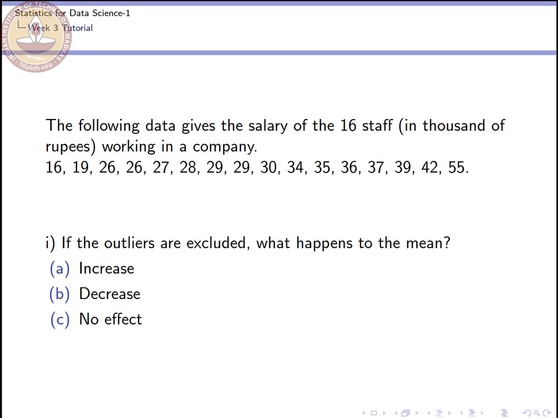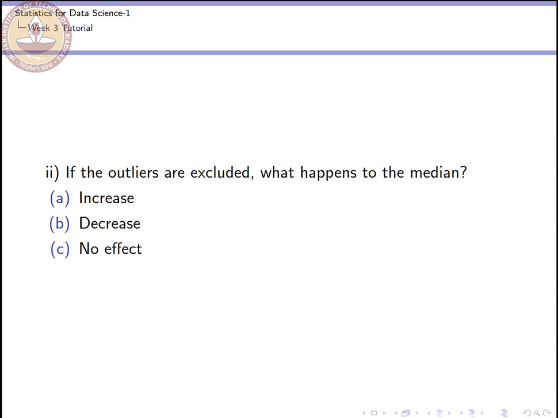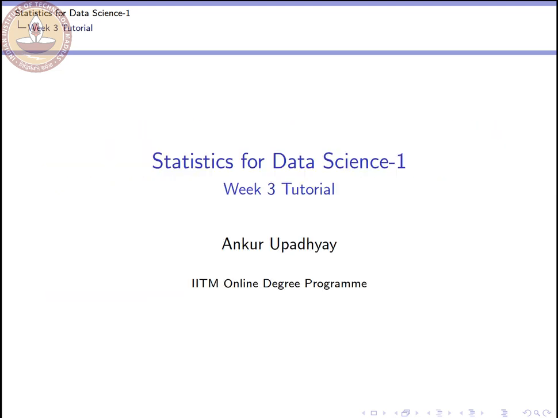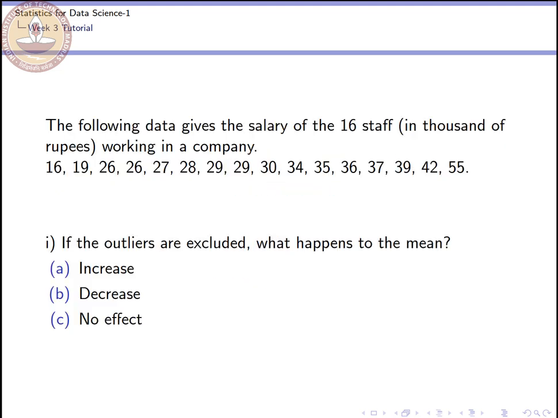So the question is, suppose this data set contains the outlier. If we remove the outliers, what will happen to the mean of this data set? Next question, what happens to the median and what happens to the mode? Before addressing what will happen to our mean, median, mode, we'll explain what outliers are.